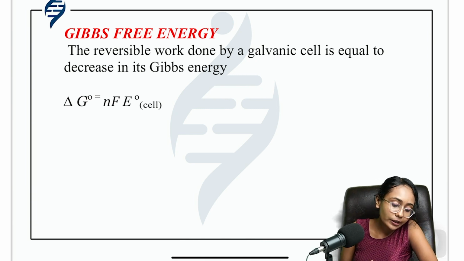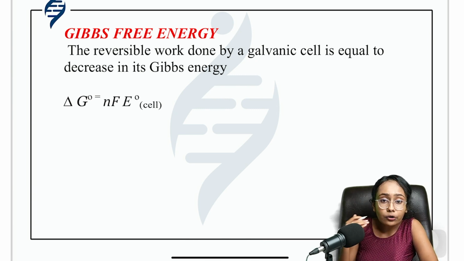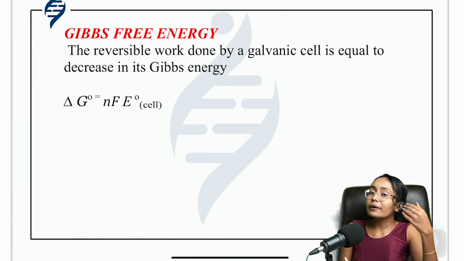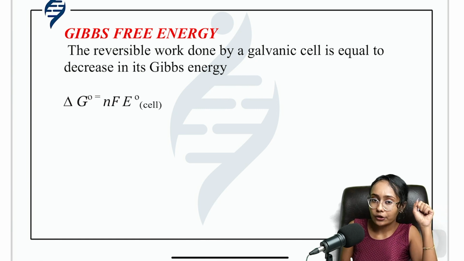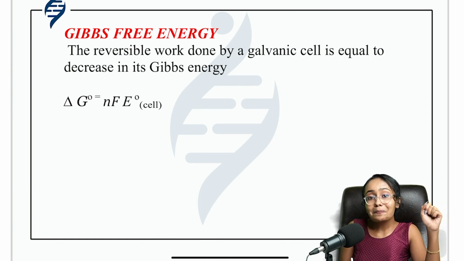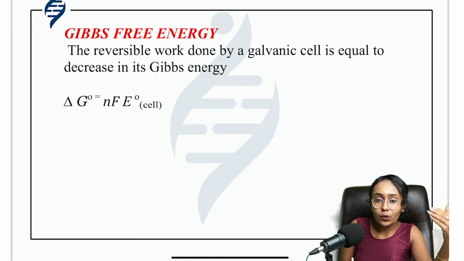The definition is already set, and we are going to arrive at a relation between the Gibbs free energy and cell potential. In the previous class, we reached a relation connecting cell potential and equilibrium constant. In today's class we are going to reach a relation connecting cell potential and Gibbs free energy. So what is Gibbs free energy? It's a free energy used to do work, to do useful work.